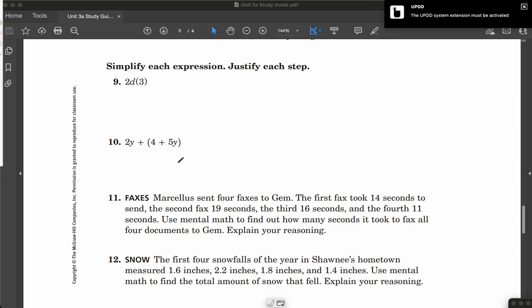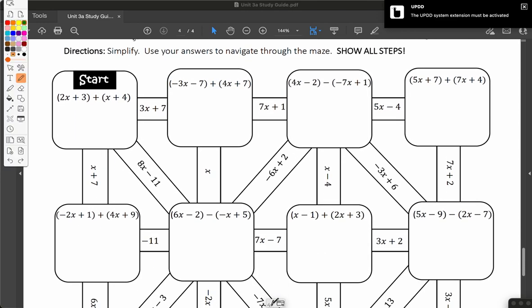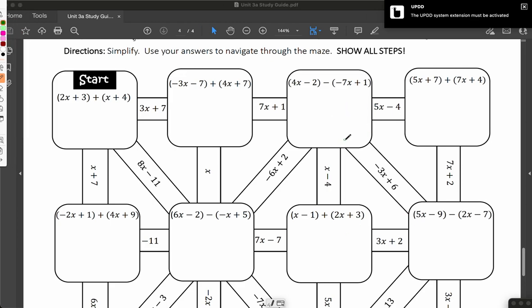More of those combining like terms problems we were talking about earlier are these linear expressions. So we did these in class the other day, but we're going to start by doing these.